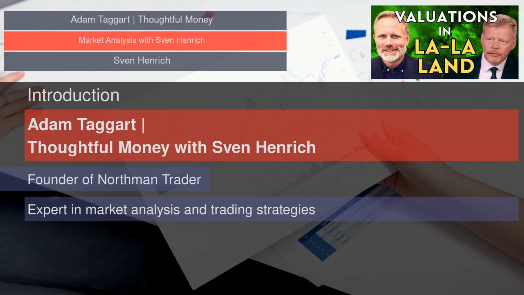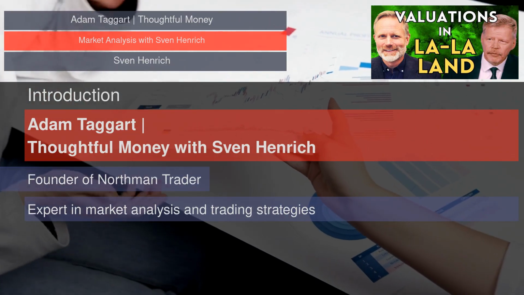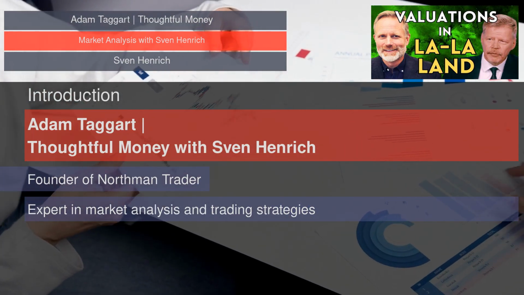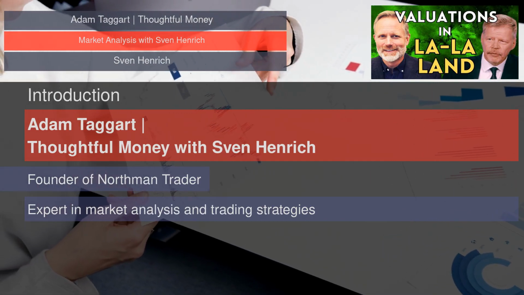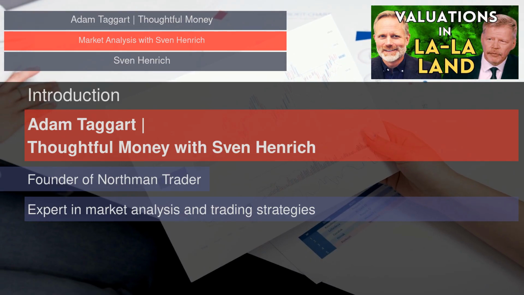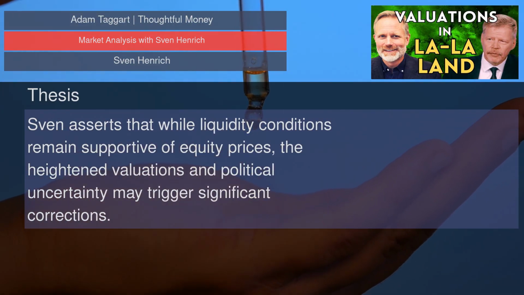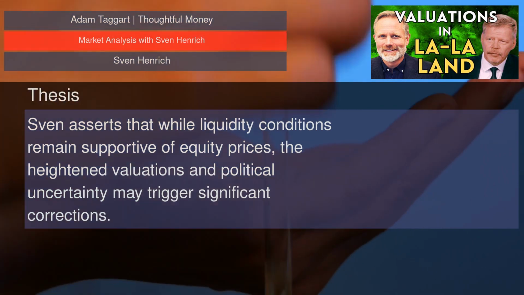Today's deep dive features Sven Henrich, known for his sharp market insights. What should we expect as we move towards the end of the year? Thanks for having me back, Adam. The market is showing signs that could lead to significant volatility. What's your take on the current market outlook? We need to be cautious. A lot of liquidity is pouring in, but market valuations are very stretched.